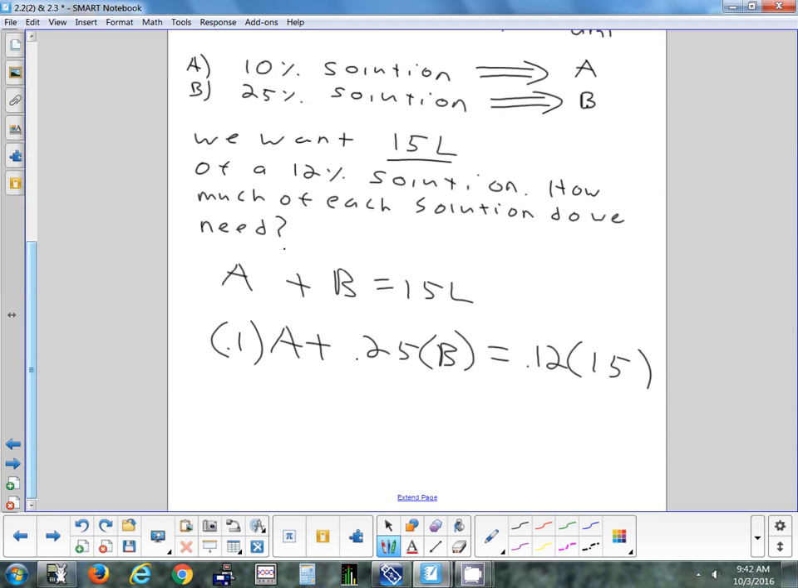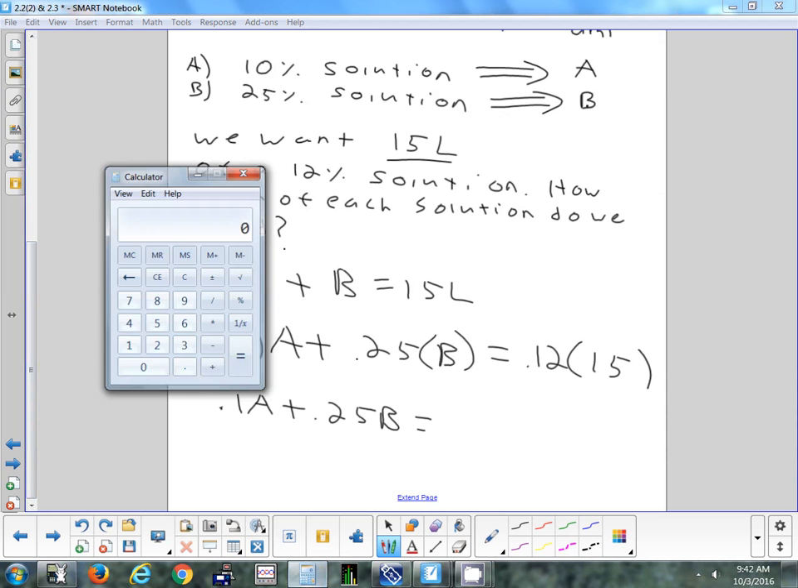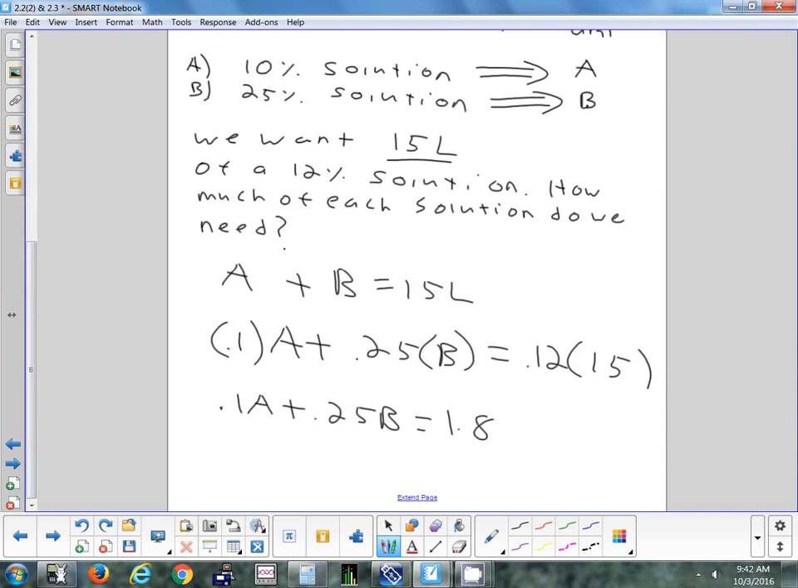Okay, second equation I can simplify a little bit. We don't really need the parentheses. I can multiply 0.12 times 15 and just get a number. Okay, so 1.8. So I'm going to use this equation. And I need to use the top equation somehow. How can I do something to the top equation and then use it in the one I just put a box around?